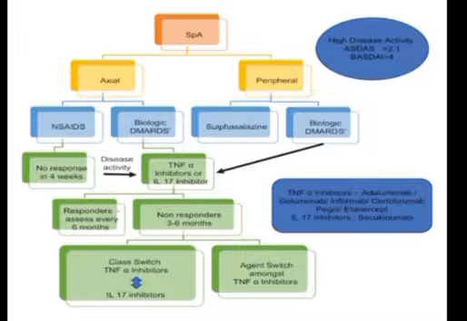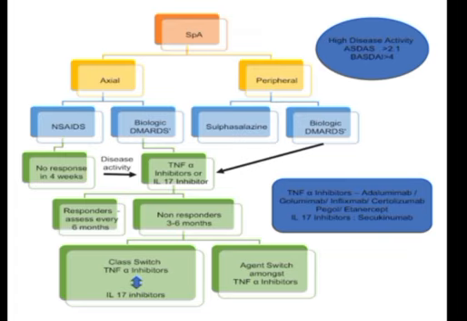Axial, for biologic DMARDs, means TNF alpha inhibitors or interleukin 17 inhibitors. Responders are assessed every 6 months. Non-responders at 3 to 6 months means class switch between TNF alpha inhibitors and interleukin 17 inhibitors. Agents can be switched amongst TNF alpha inhibitors.